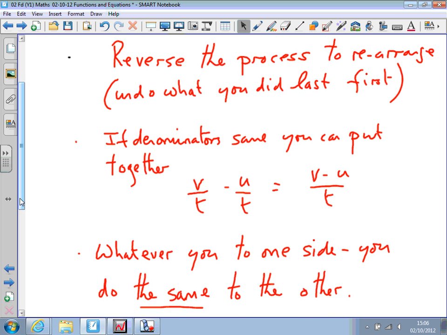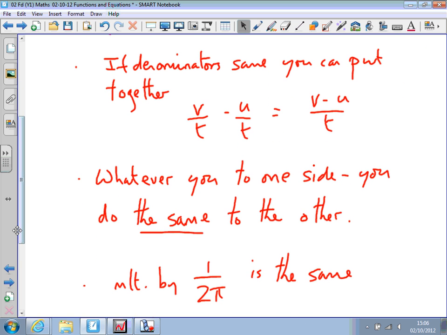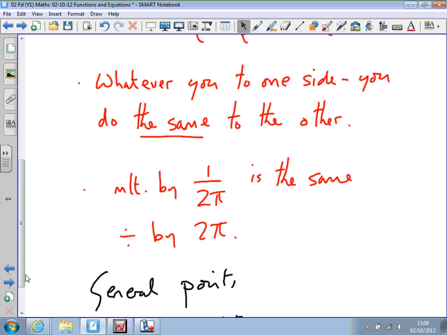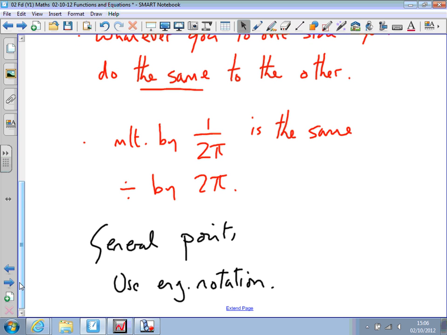Something else we mentioned: if the denominators are the same, you can put them together. So V over T minus U over T equals V minus U all over T. And whatever you do to one side, you must do to the other. And someone pointed out that multiplying by 1 over 2 pi is the same as dividing by 2 pi. Thinking about those things being the same thing is useful. So those are some of the general points that we're making.